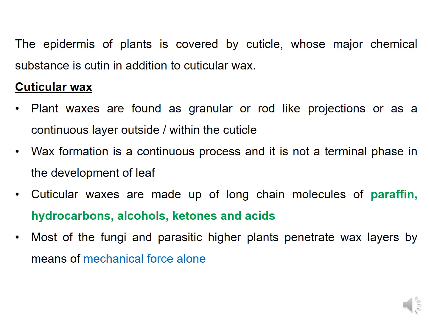These plant waxes are generally found as granular or rod-like projections or as a continuous layer outside or within the cuticle. So in this cuticle, the cuticular wax is present as rod-like projections, and wax formation is a continuous process and not a terminal phase in the development of the leaf. During the maturation and development phase, the cuticular wax is continuously formed. It is not that it forms at one stage and later stops its formation. It is a continuous process.